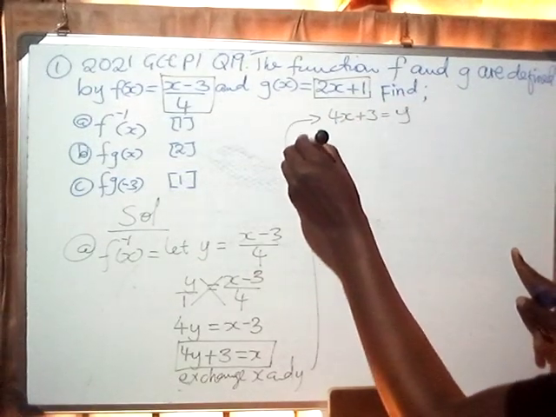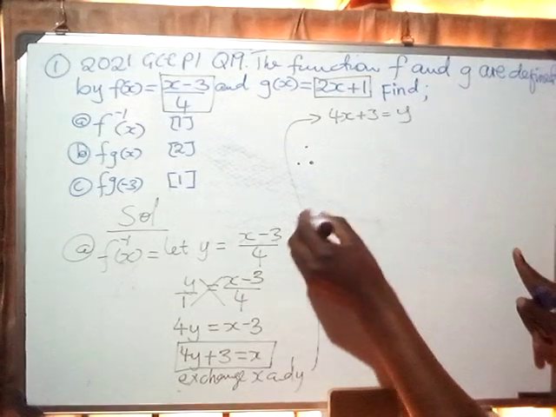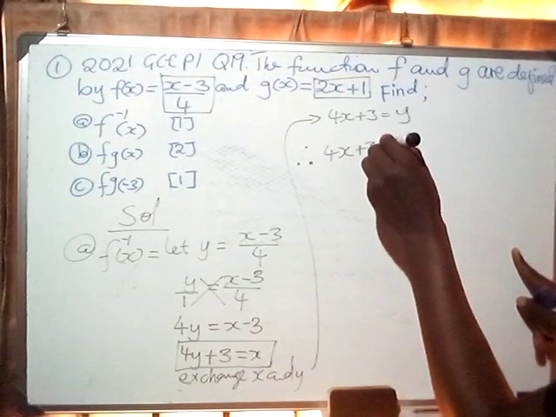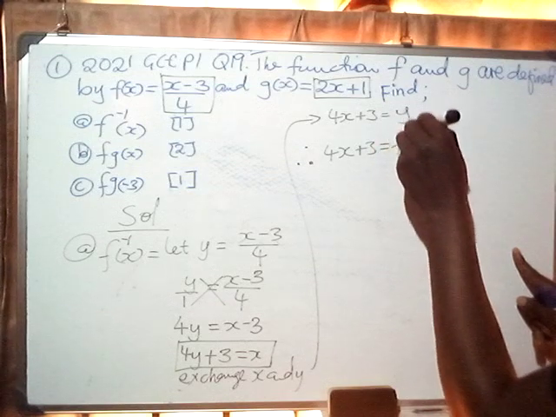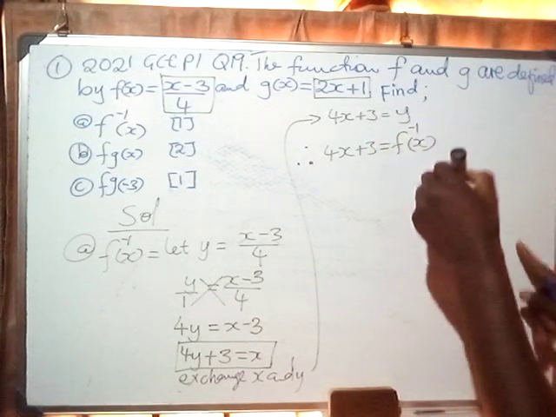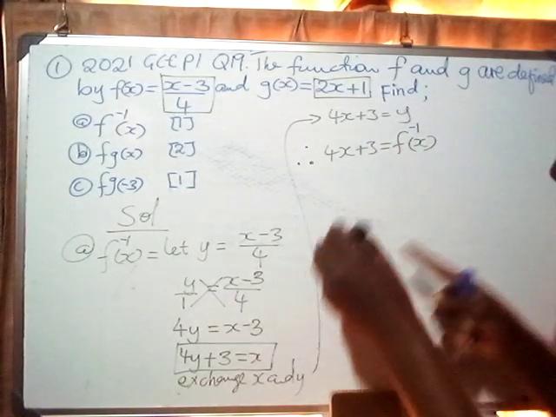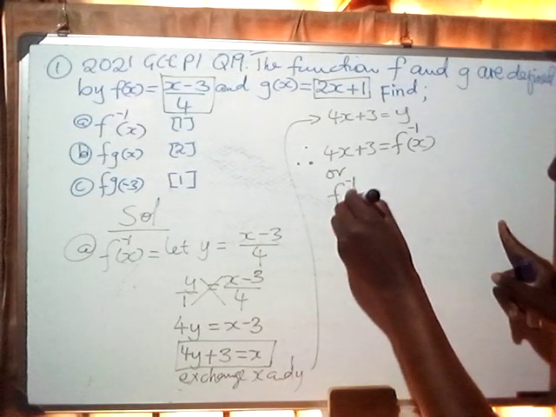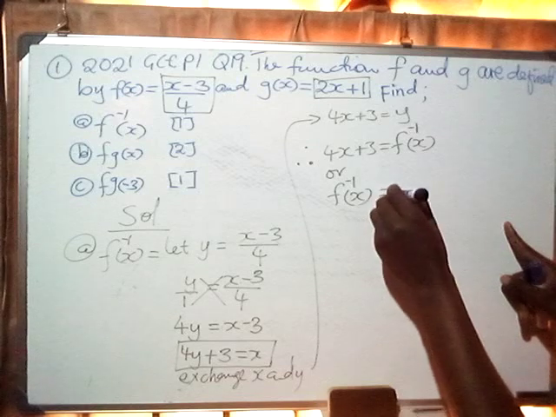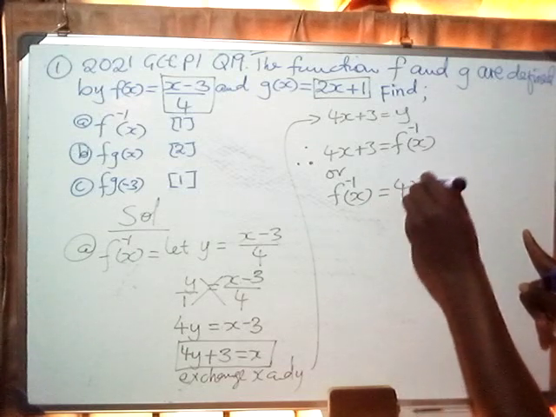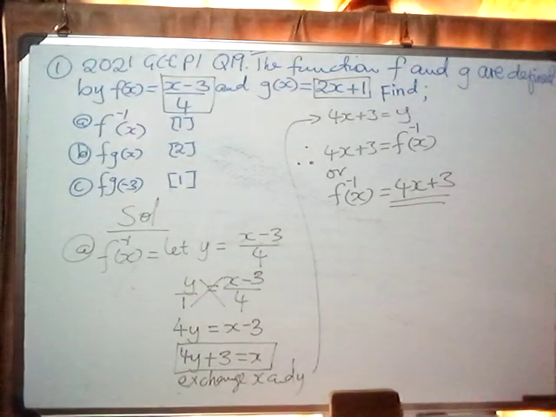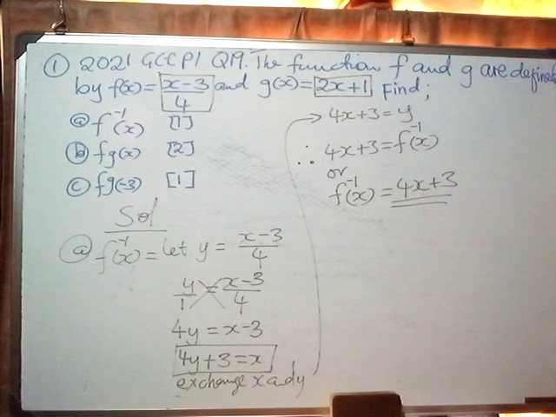So therefore, 4x plus 3 is the inverse function of x. We have written it like this, or it can also be written as, it is the same thing, f inverse is equal to 4x plus 3. This is the answer we are getting.